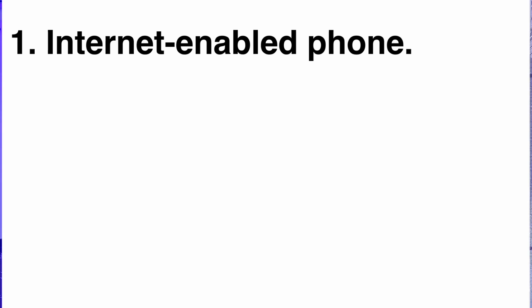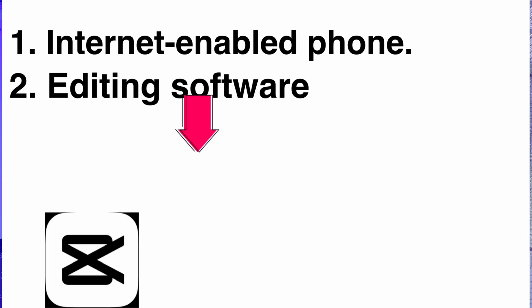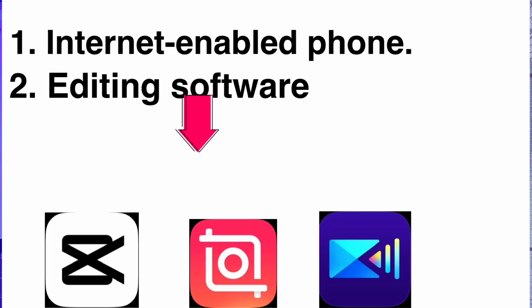So all you need to start editing your video is an internet-enabled phone or a laptop, if you have a laptop. So it depends on you. You need a software app, like we have CapCut, we have InShot, we have PowerDirector. So we have a lot of them. You can go to your Play Store or your Google or your Apple Store and search for an editing app that you can use for editing. Like me, I use PowerDirector to edit all my videos.